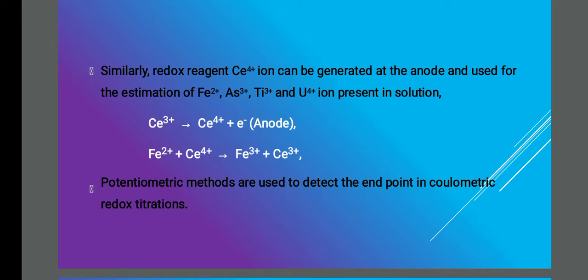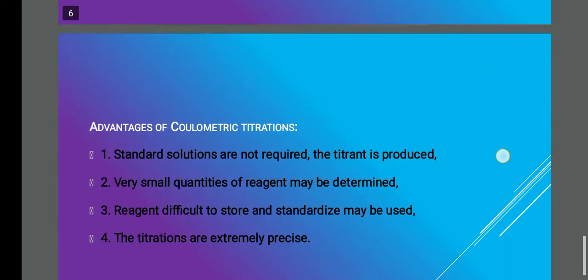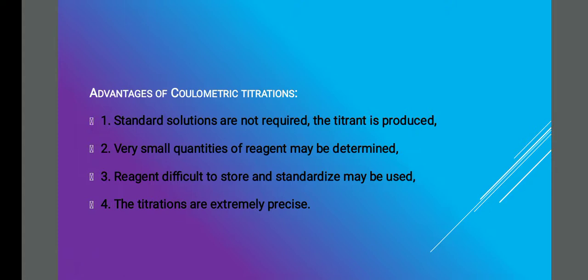Finally we are going to see the advantages of coulometric titrations. Standard solutions are not required, the titrant is produced. We use what is generated at the anode to do the titration, so we call this coulometric titration. Very small quantities of reagent may be determined, however trace the amount is, we can find it. Reagents difficult to store and standardize may be used, and we can determine them this way.